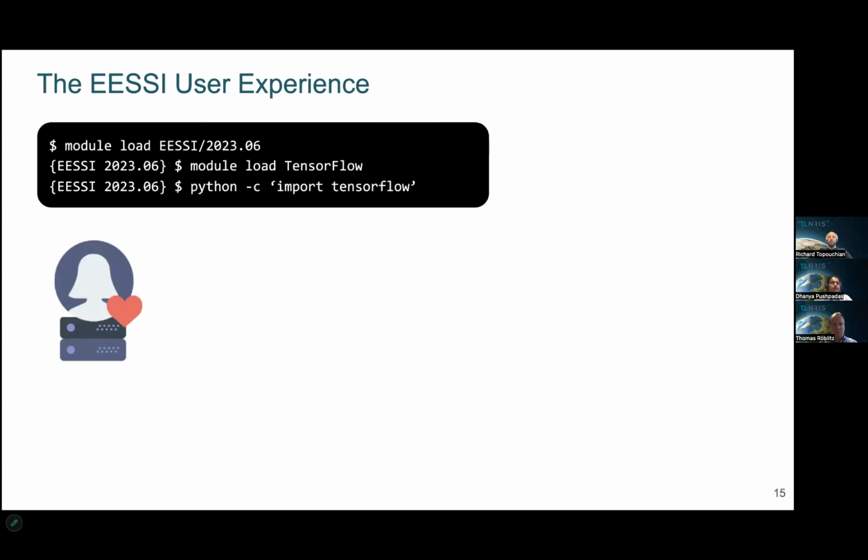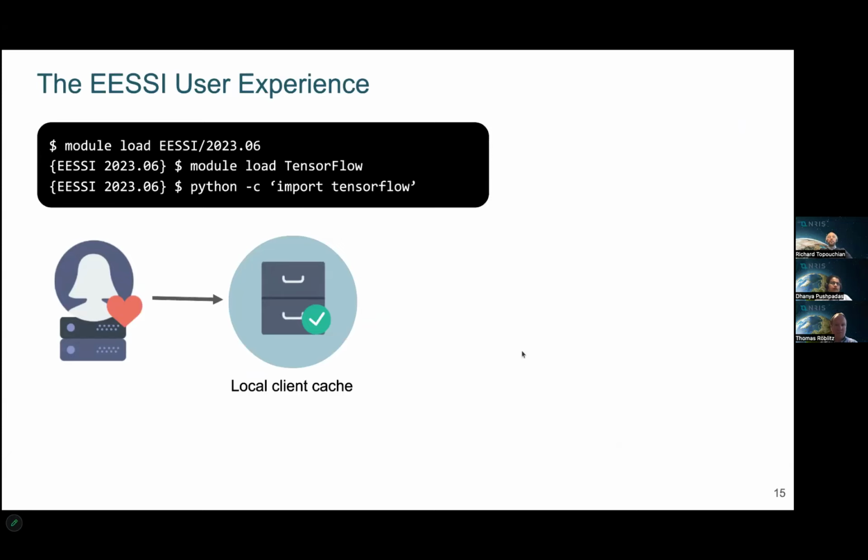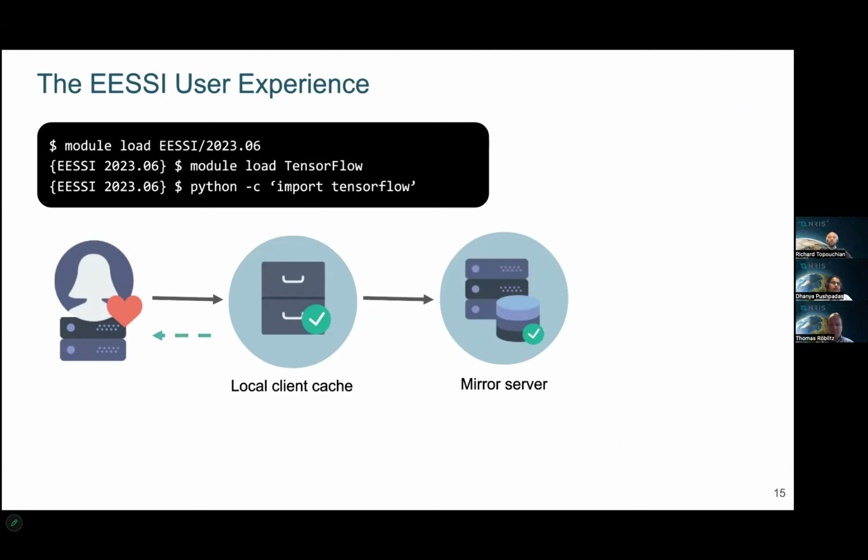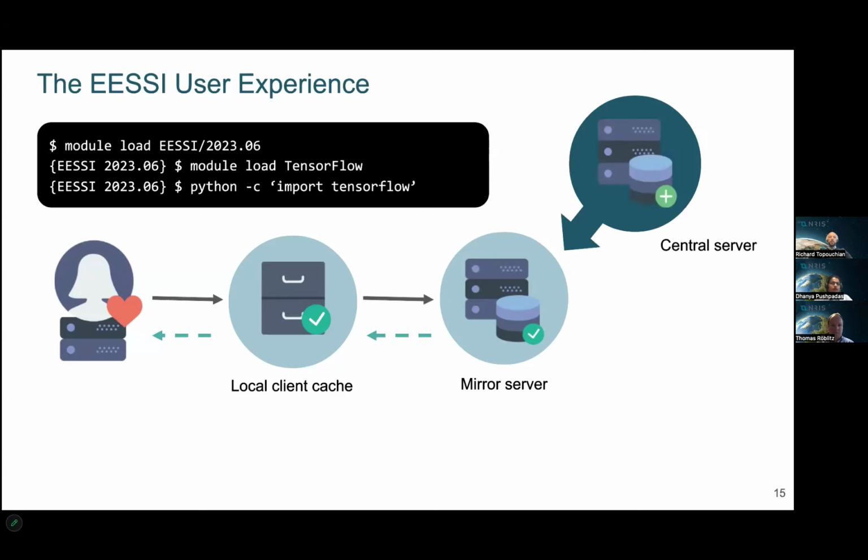The EESSI user experience is really easy. So as we mentioned, first, we have to load the module. It checks the local client cache if the requested software is there. If it is, it will be directly delivered to the user. If it's not, it will go to the mirror server and then deliver it to the local client cache and then to the user.